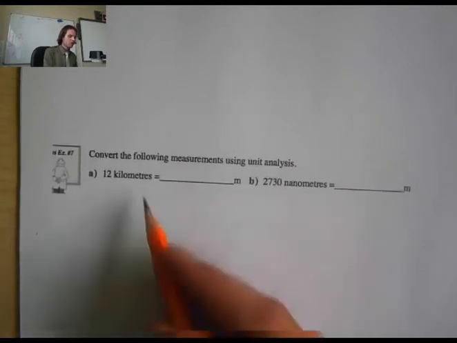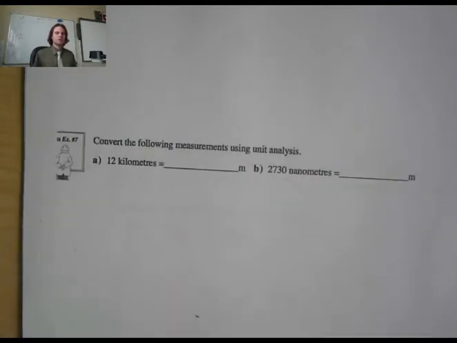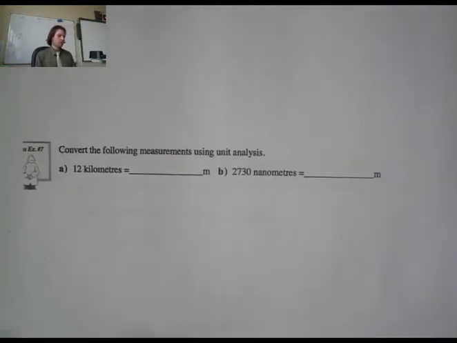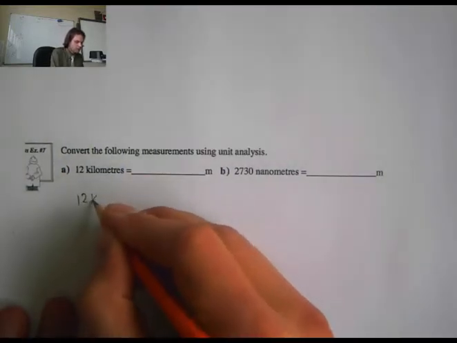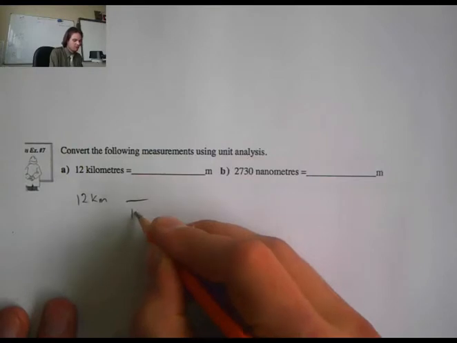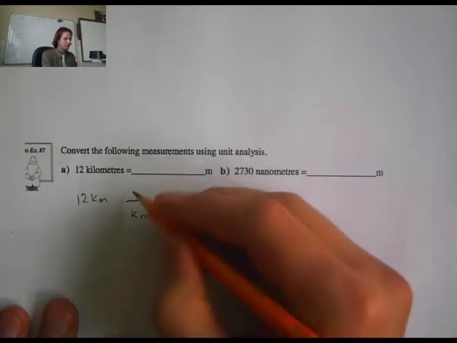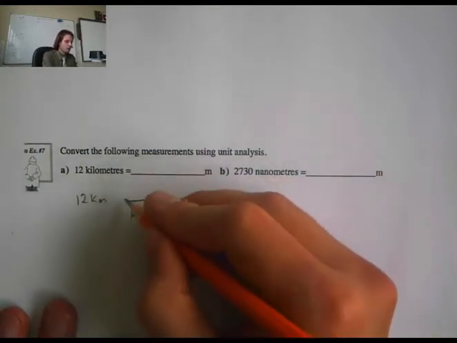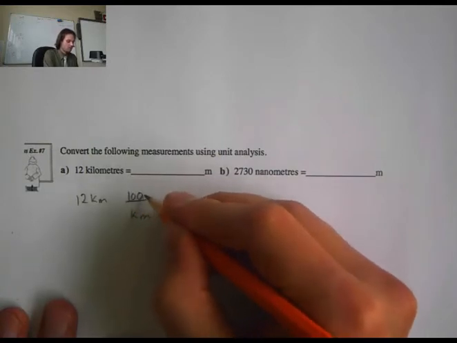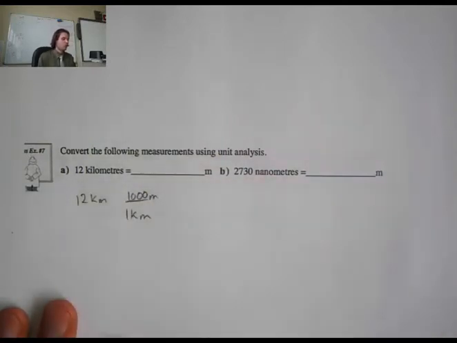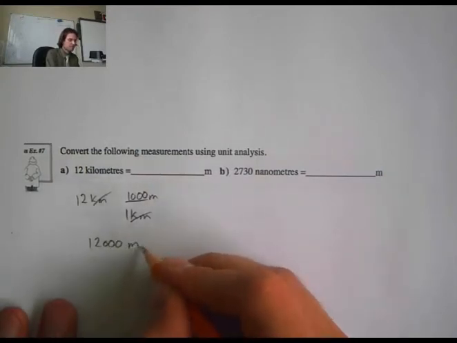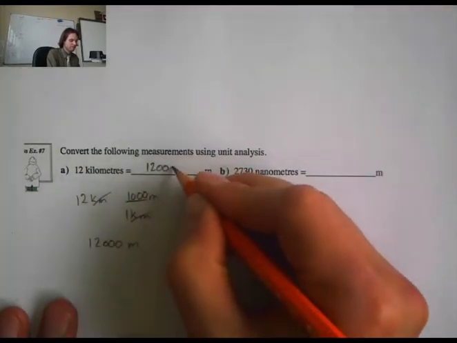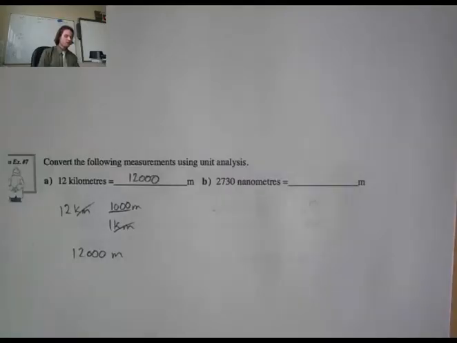So we want kilometers to meters. So how do we do this one? 12 kilometers to meters. Well, 12 kilometers, and we want to get rid of kilometers. And we want to put it in meters. So there are 1,000 meters per every 1 kilometer. So I'm going to do that, and I end up getting 12,000 meters, okay? So now we look at my next one here.